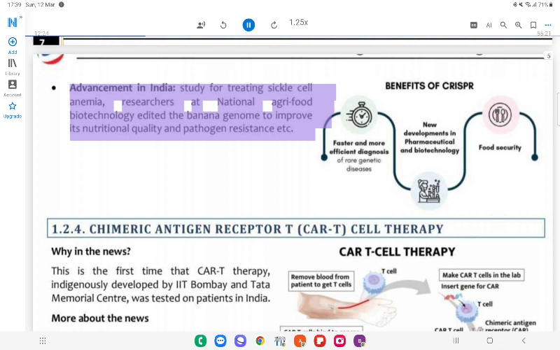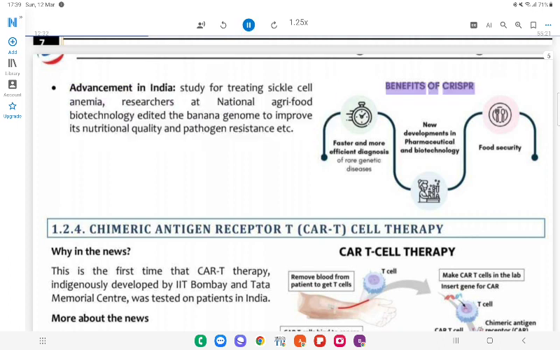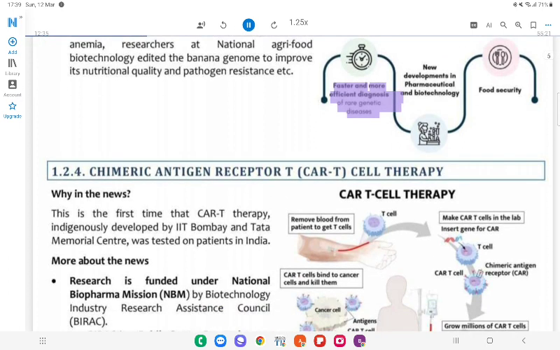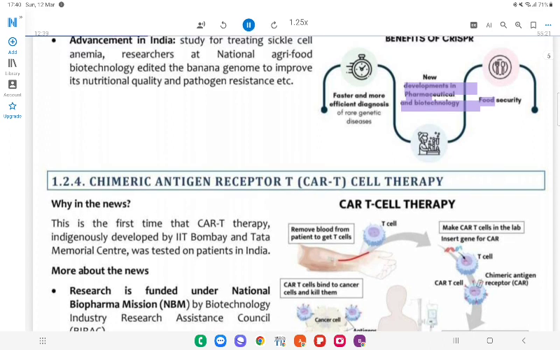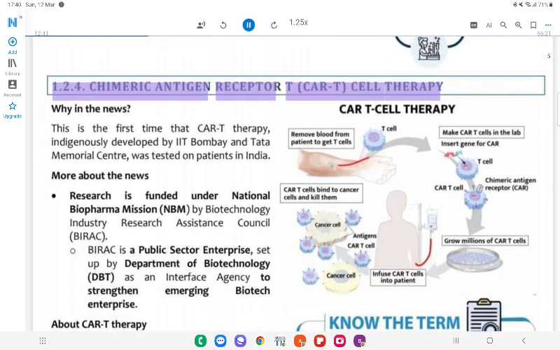Researchers at the National Agri-Food Biotechnology Institute edited the banana genome to improve its nutritional quality and pathogen resistance. Benefits of CRISPR: faster and more efficient diagnosis of rare genetic disorders. Developments in fauna and biotechnology food.